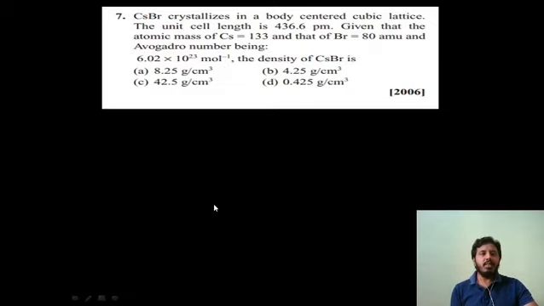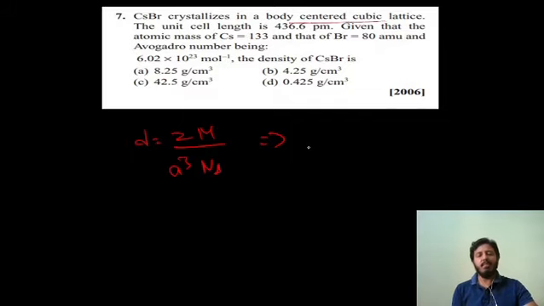Question number 7. Cesium bromide crystallizes in a body-centered cubic lattice. The unit cell length is 436.6 picometer. Given that the atomic mass of cesium is 133 and that of bromine is 80 AMU, and Avogadro number being 6.02 into 10 power 23 per mole, what is the density of cesium bromide? So we have to calculate density, and we have a formula D is equal to Zm by a cube Na. You know the terms, Z represents the total number of particles, and they have mentioned body centered cubic unit. In BCC structure, the total number of particles will be 2.